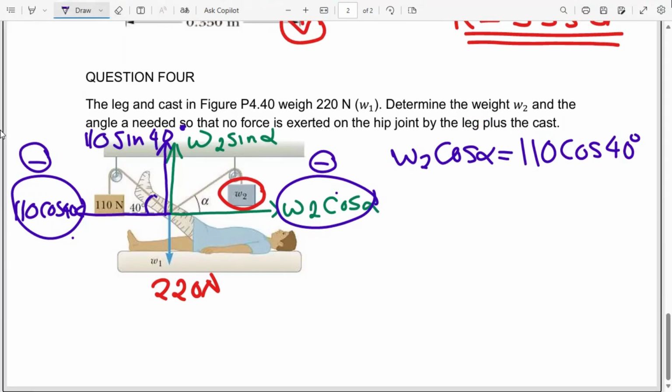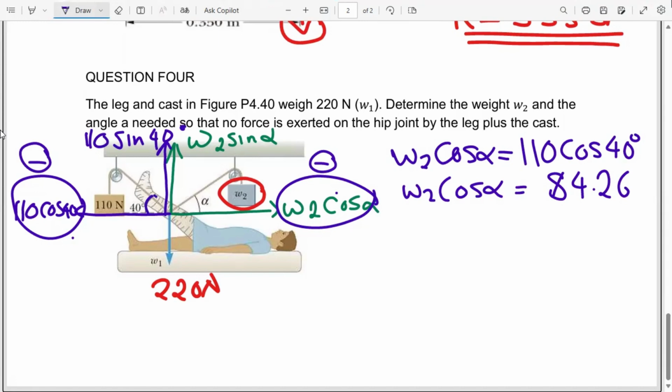We can move on to the next equation in the y-axis, or I can simplify it further. W2 cos alpha being equal to, if I plug in 110 cos 40, I'm getting 84.26. This is equal to 84.26. Okay, that is in the x-axis.